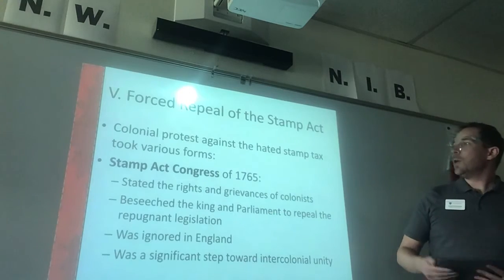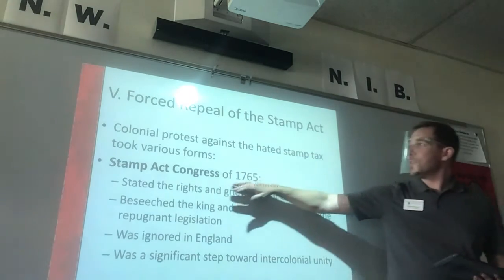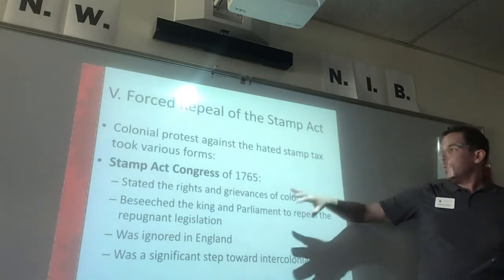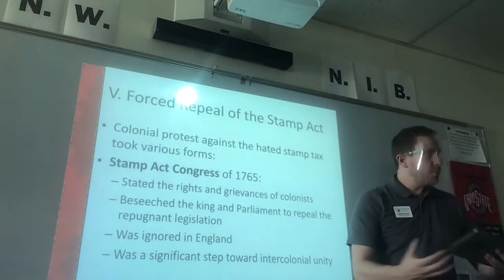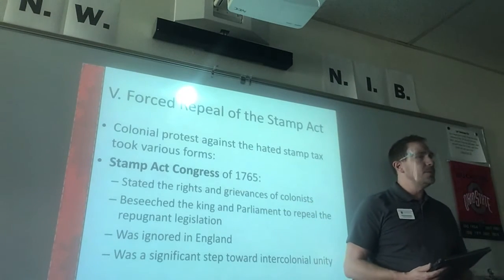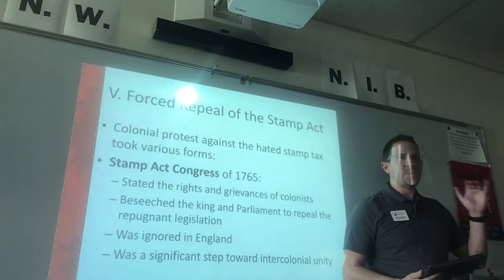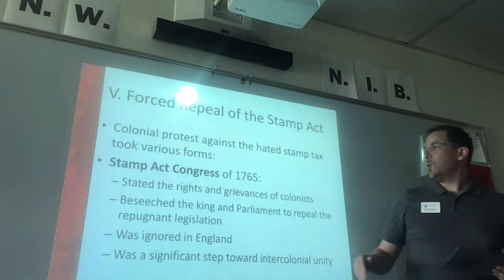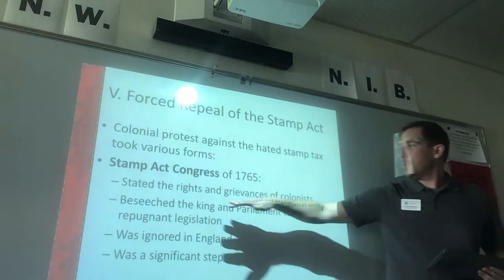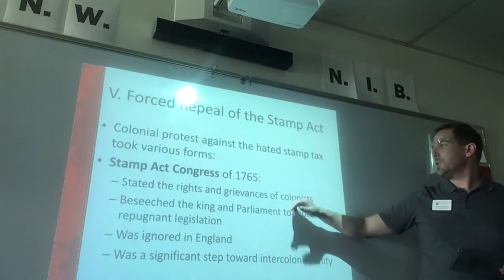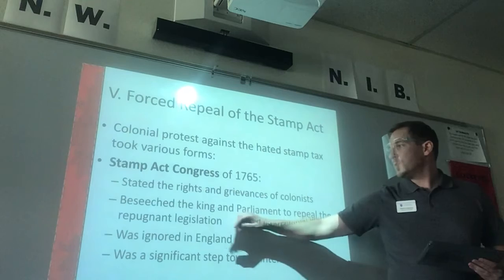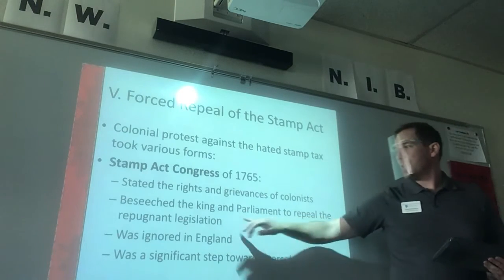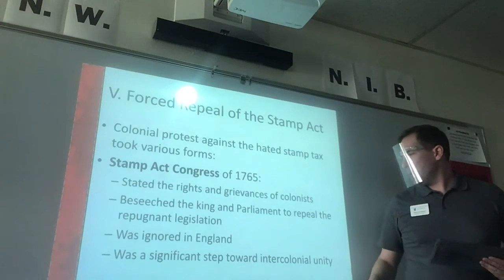Let's get here. So, Stamp Act Congress, 1765. This is one of the first gatherings in reference to these taxes that's going to lead to the thought of the Constitution, the Continental Congress. They got together, created a list of grievances of the colonies, and beseeched the king and Parliament to repeal the legislation. England totally ignores it.